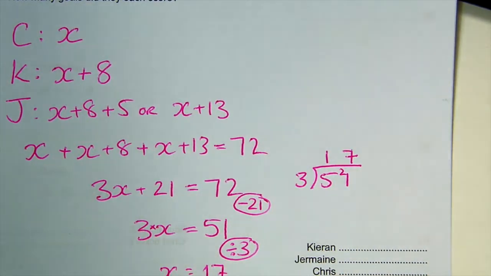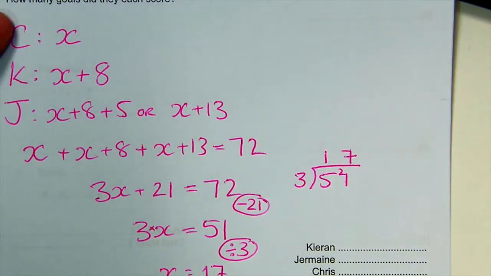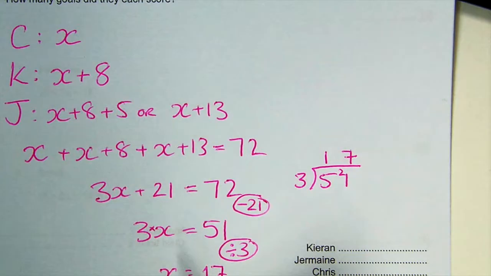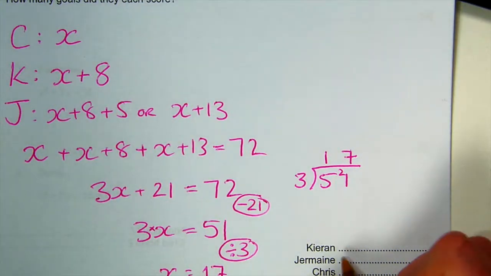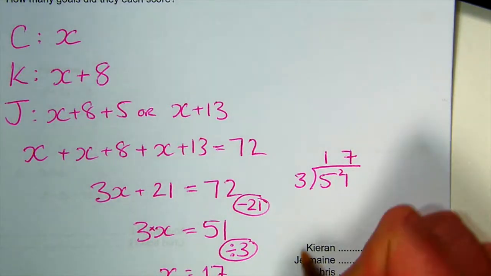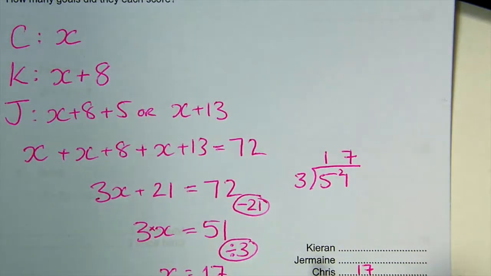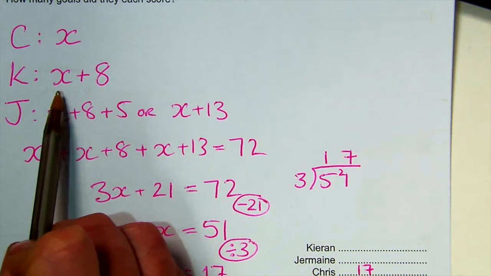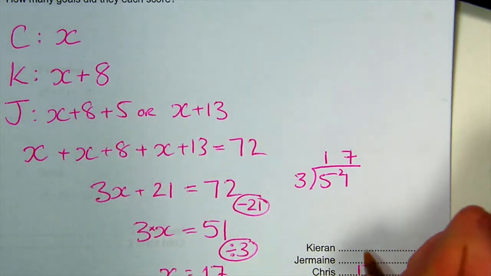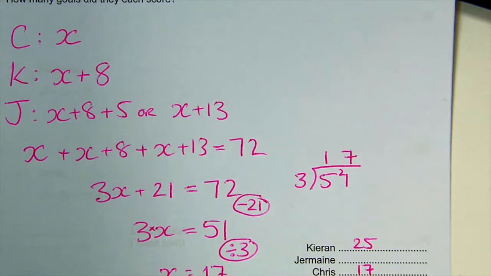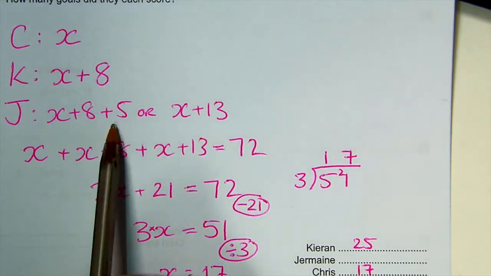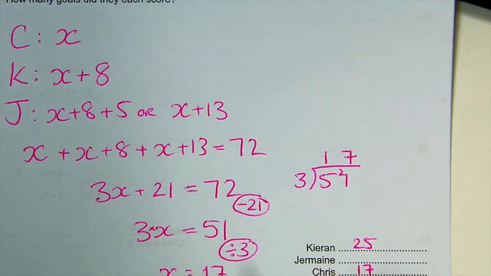So x is 17. Now, a big mistake at this point will be to think we've finished the question. The question was, how many goals did they each score? So we have to come back to our original expressions to say that Chris has scored x, and we now know that x is 17. And also be very, very careful to look at the order that the answers are in. Chris is 17. He's where we started. Kieran was x plus 8, so that's 17 plus 8, which is 25 in the Kieran answer box. And Jermaine was 5 more than that, or x plus 13, which is 30.